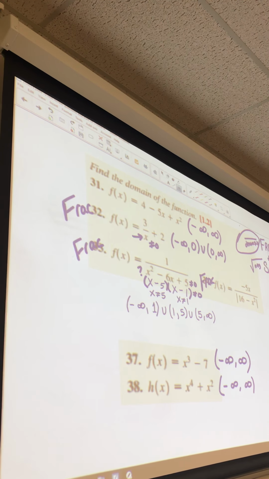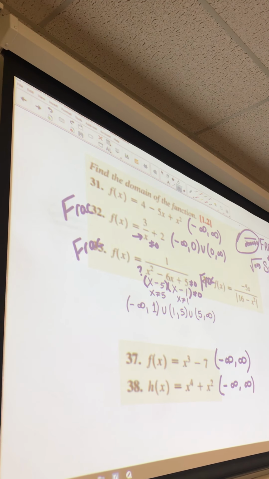I'm a little confused. Does parentheses mean closed circle or open? Open. Right, it would be an open circle over on the number lines, yes.